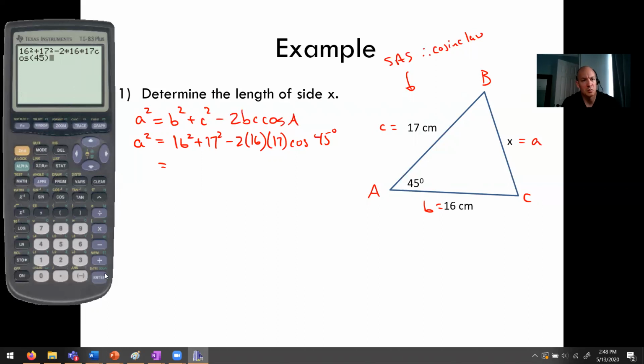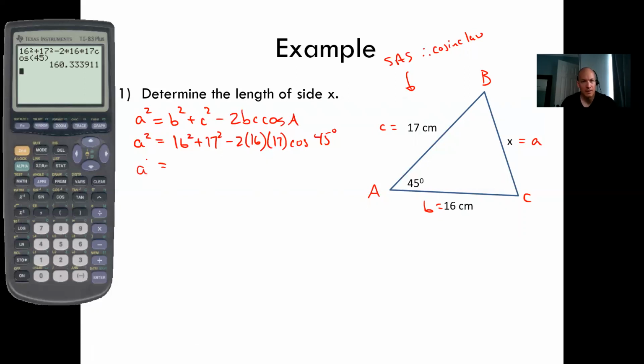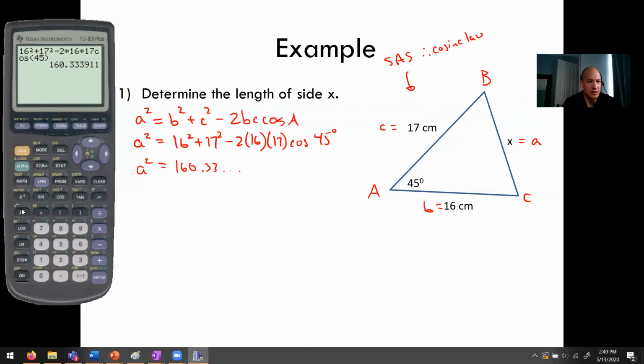I like to close up the bracket just to be safe. You do this. Now you realize you just calculated what a squared is equal to, so a squared is equal to 160.33, blah, blah, blah. And of course, don't forget to square root it. So the way I do it on this calculator, I go second to get the root, and then I go second to get the answer, and I push equals, and I get the exact value for a.